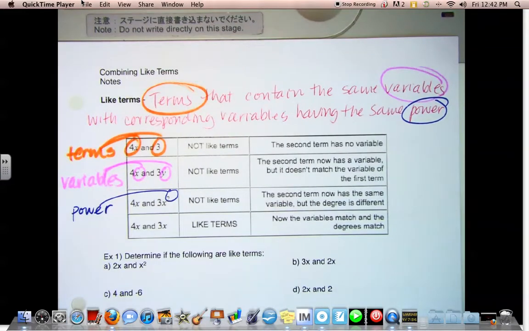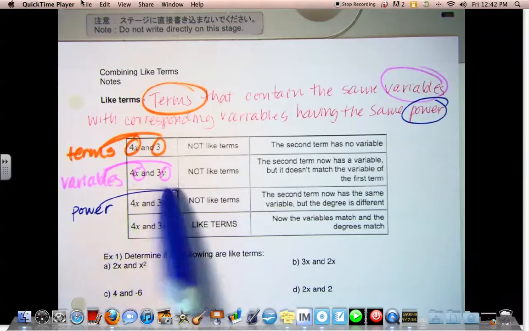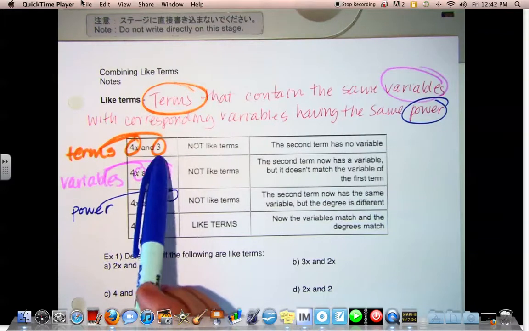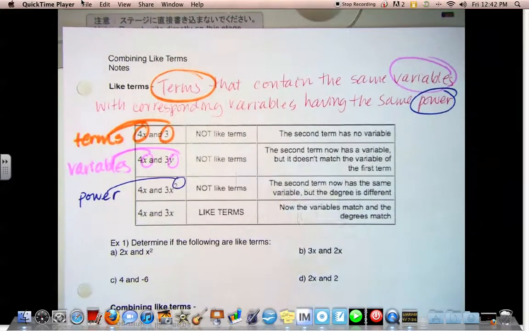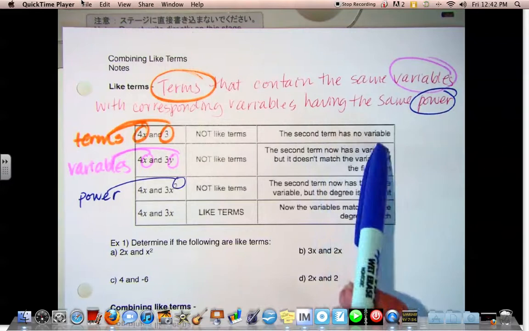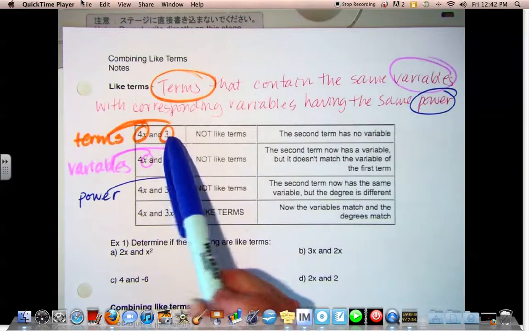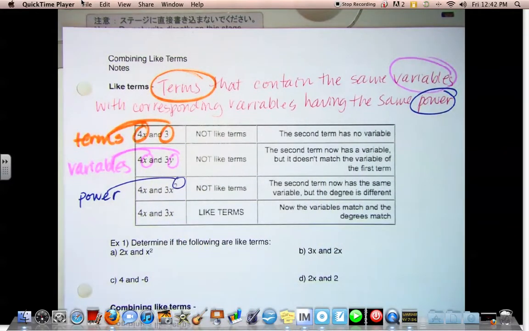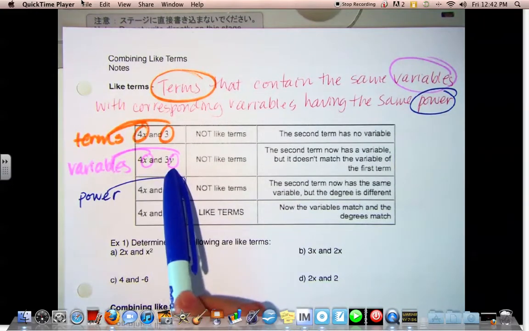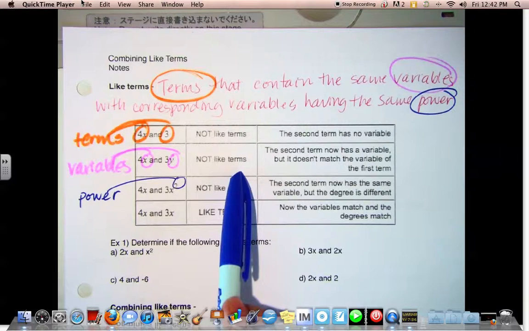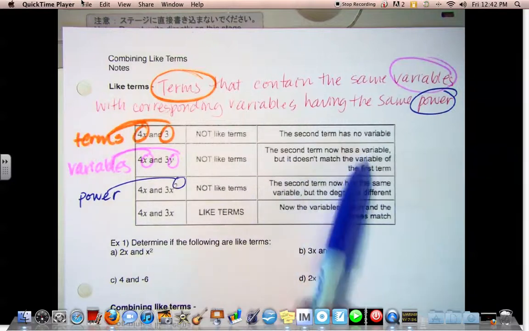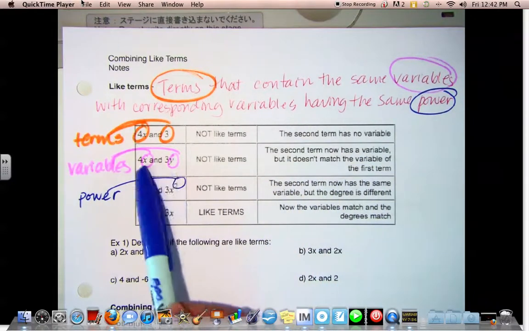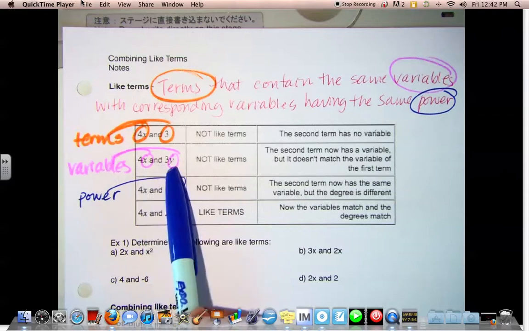All right, so we have this table. 4x and 3 are not like terms because the second term has no variable. So if we were asked to simplify it, we wouldn't be able to do anything. We couldn't combine the 4 and the 3. 4x and 3y are not like terms. The second term now has a variable, but it doesn't match the variable of the first term. The variables are different. Can't simplify it any more than that.